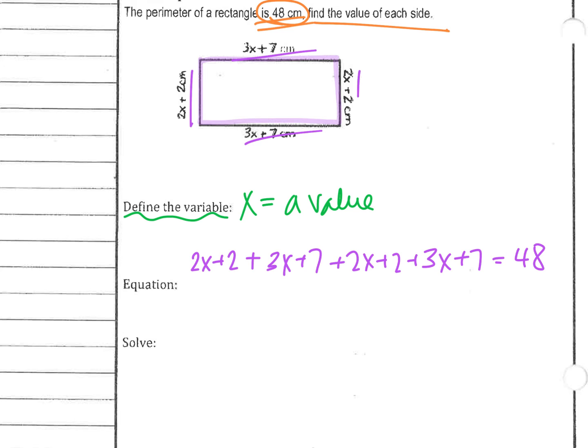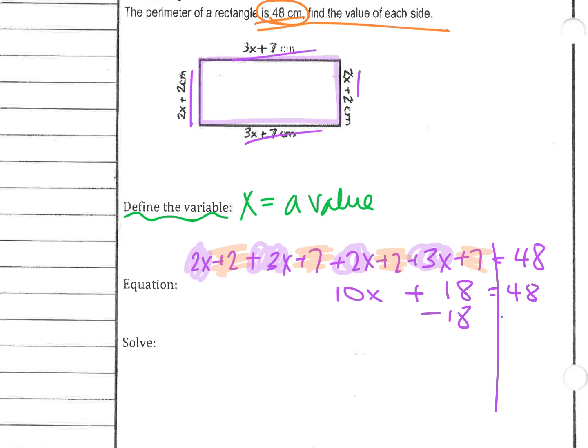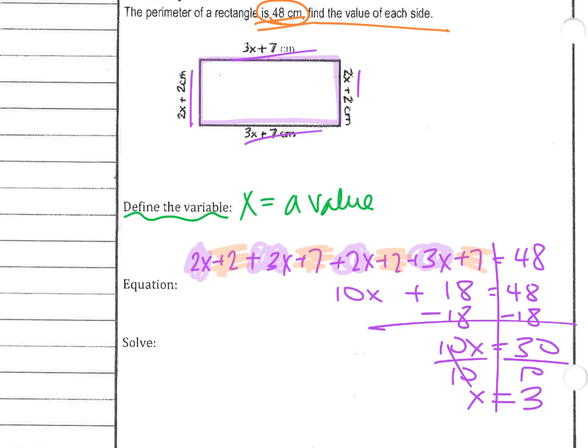From here, we can combine our like terms. So first, I'm going to combine my x's. I have 2x plus 3x plus 2x plus 3x, which I know is 10x, plus my numbers, 2 plus 7 plus 2 plus 7 is 18 equals 48. And I can go ahead and solve this quite easily. 10x equals 30, and x equals 3.